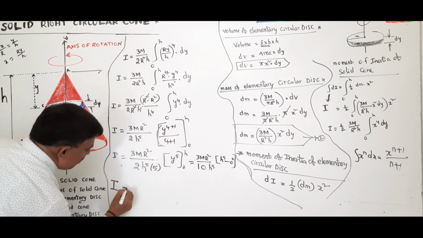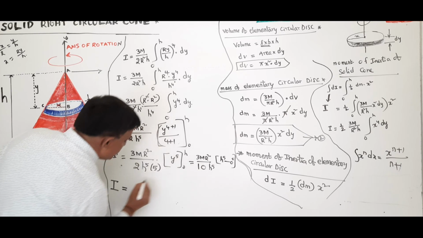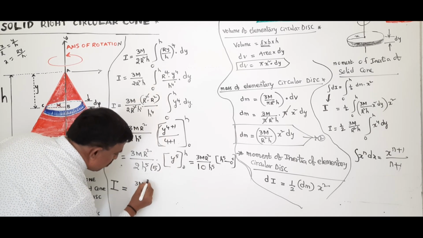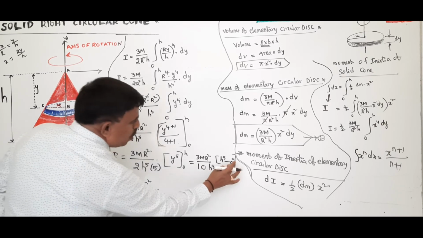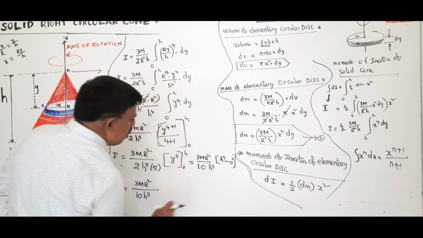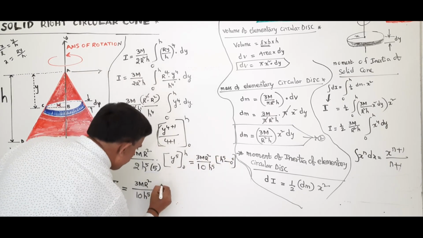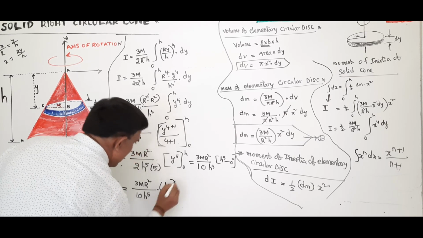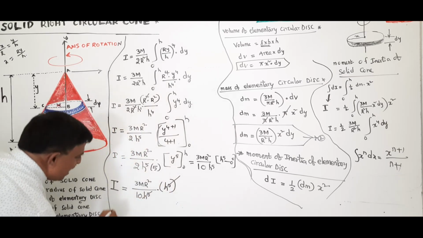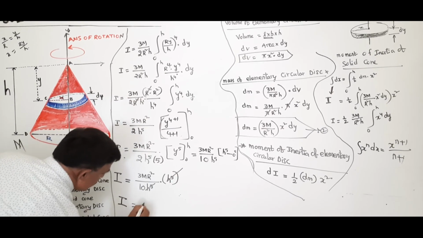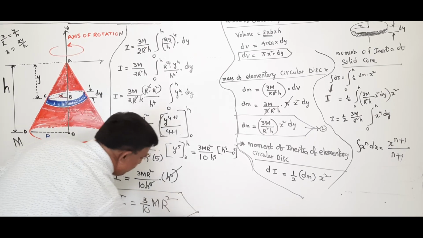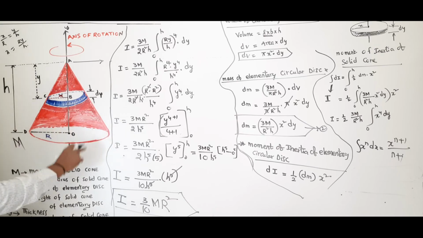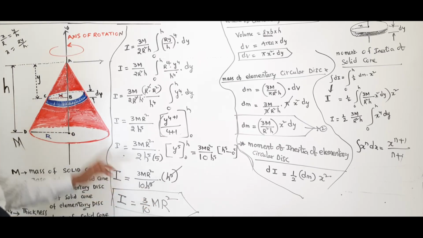Total moment of inertia of the solid cone is equals to 3m r square by 10 h to the power of 5 into, no value for 0, h to the power of 5. H to the power of 5 cancelled. Now, I is equals to 3 by 10 m r square. This is the moment of inertia of this solid cone, where m represents the mass of the solid cone, r represents the base radius. Thank you.